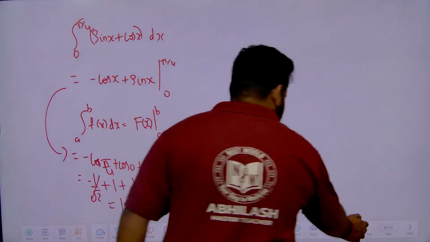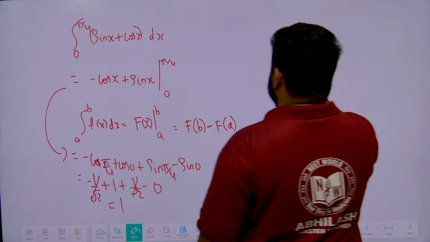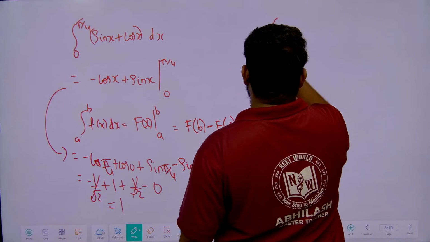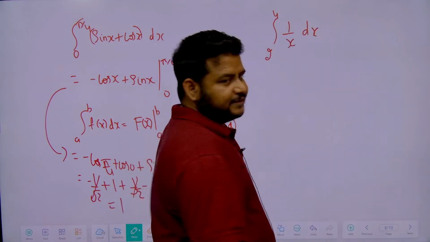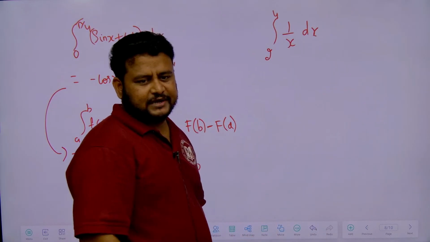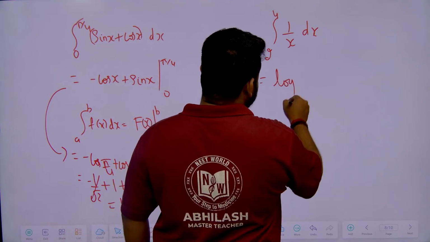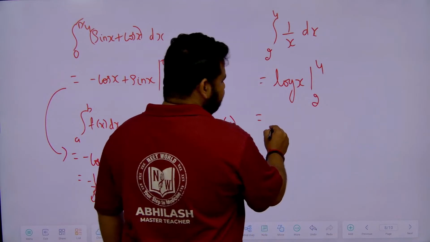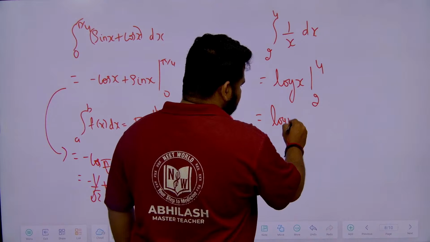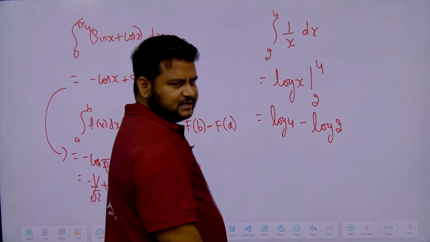What is one more question we have? Integral from 2 to 4 of 1 by x dx. Integral of 1 by x is log x. Instead of writing c, you should write the limits 2 to 4. Upper limit is 4: log 4 minus log 2.